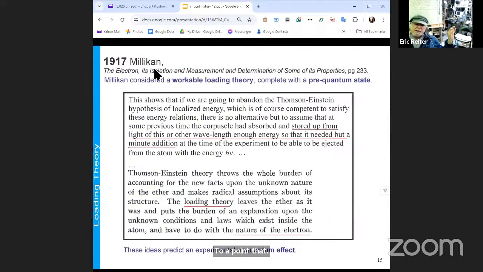So Millikan, in his exploration of the photoelectric effect, talked about how energy could be stored up from light of whatever wavelength, and it needed but a minute addition. The minute addition idea, that's what makes it understandable, a loading theory. A workable loading theory would have this minute addition property, where that's all it would need to set it off to see a detection event. So anyway, he calls it the loading theory, and it's a property of the electron.